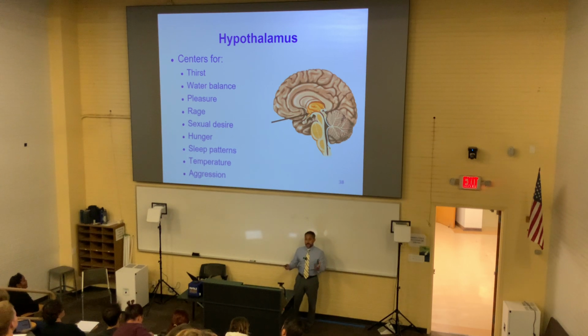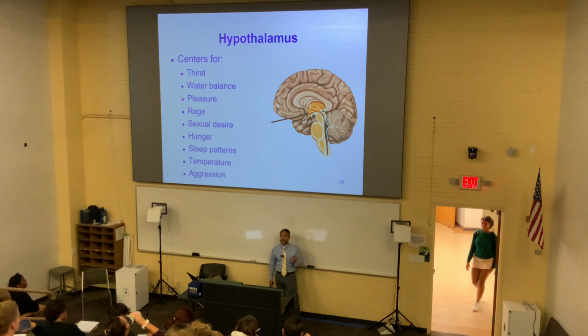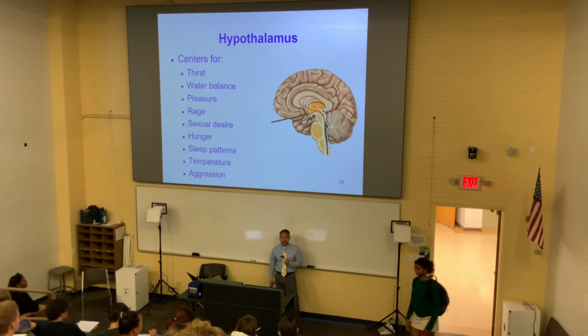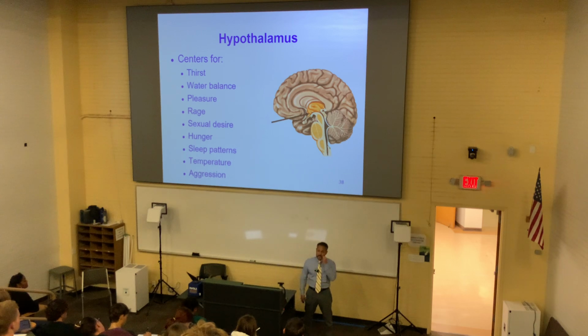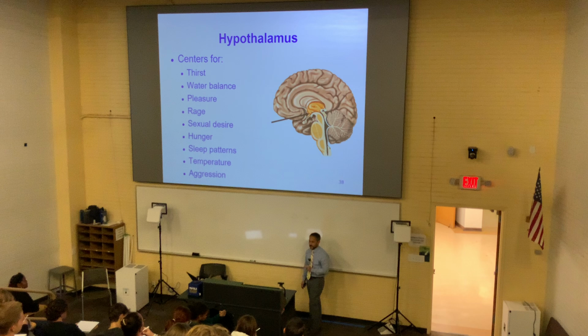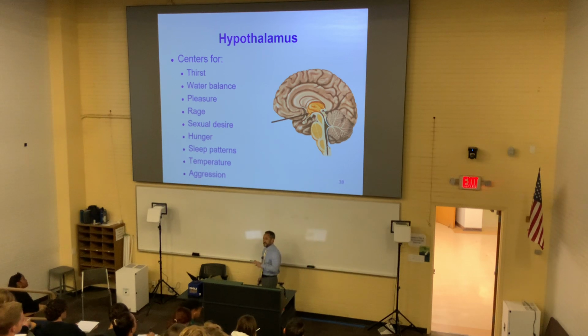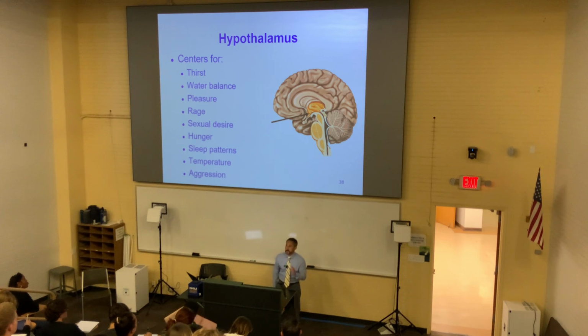Now, some other types of centers like rage, sexual desire, hunger, your appetite is controlled by the hypothalamus. It helps to impact sleep patterns. It doesn't necessarily solely regulate sleep patterns. We'll talk about the pineal gland here in a second. But it also regulates temperature, whether you feel hot or whether you feel cold. And last but not least, it kind of goes with rage, but aggression, centers for aggression.